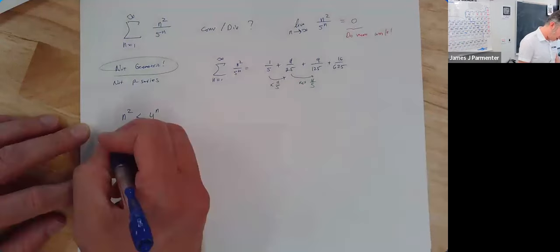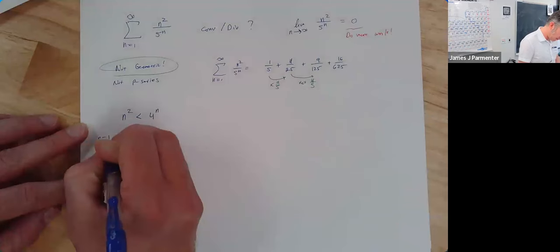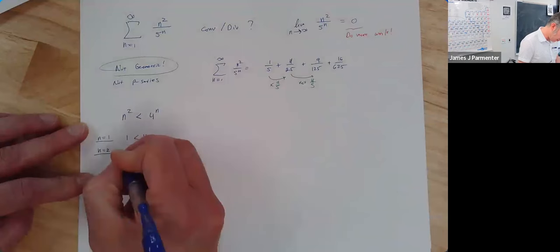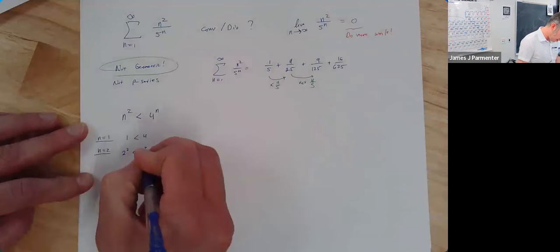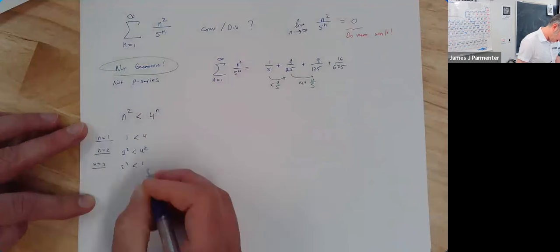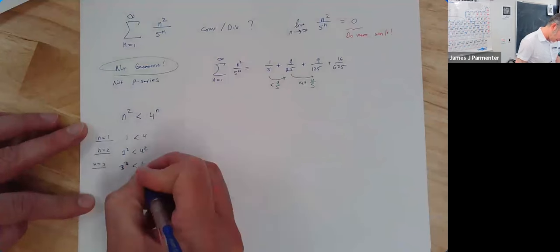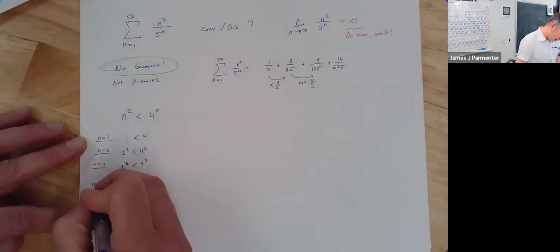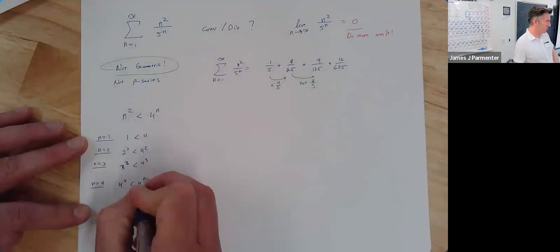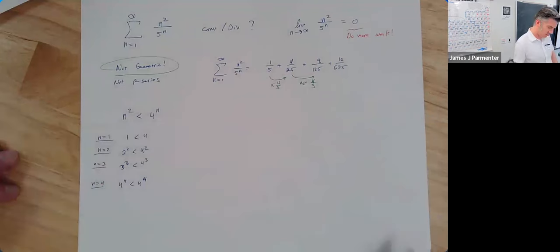If n equals 1, I get 1 less than 4. If n equals 2, I get 2 squared less than 4 squared. If n equals 3, I get 3 squared less than 4 cubed. If n equals 4, I get 4 squared less than 4 to the fourth. Yeah, I think we're safe, right? Because afterwards, I'm just multiplying by more over here.